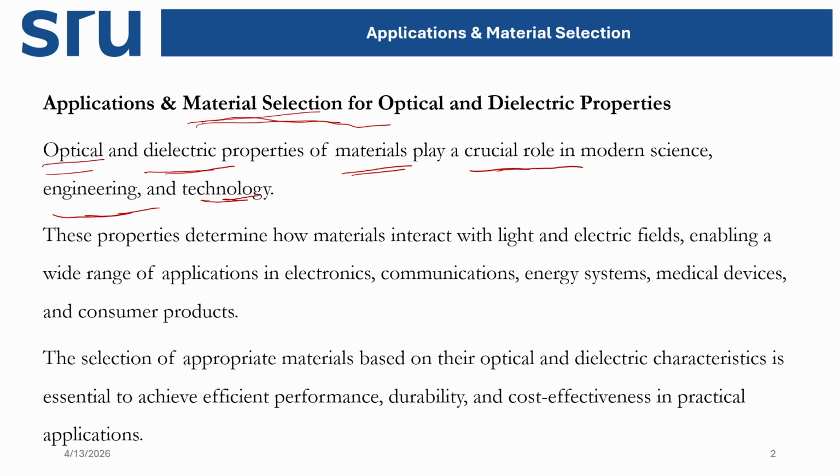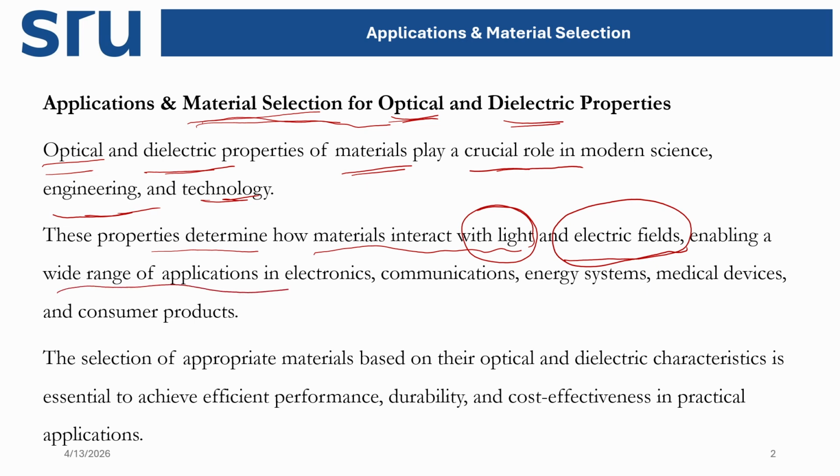These properties determine how materials interact with light. That is the optical properties, the interaction of materials with light. And the dielectric properties, how the material interacts with the electric field. So we are discussing two types of properties, the optical properties and the dielectric properties, because they enable a wide range of applications.